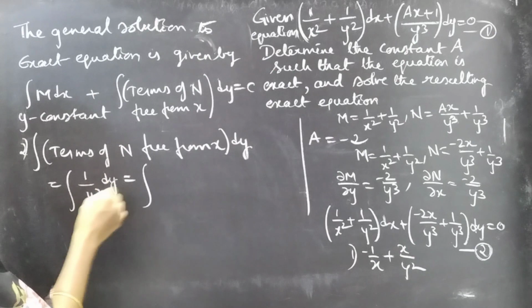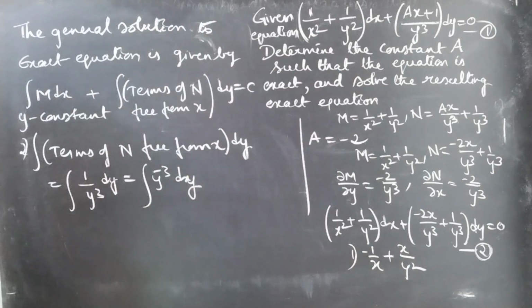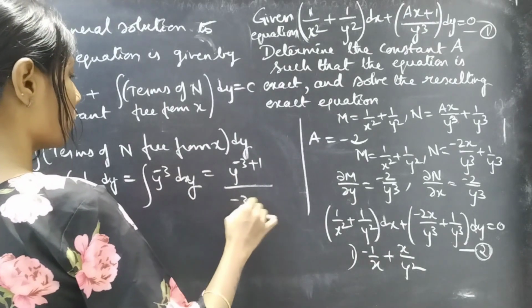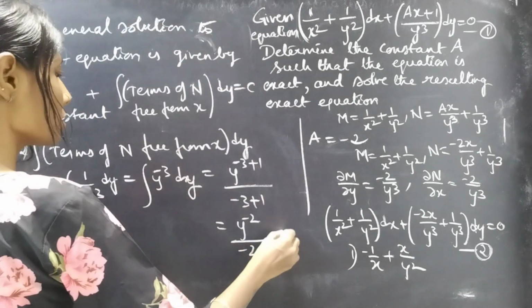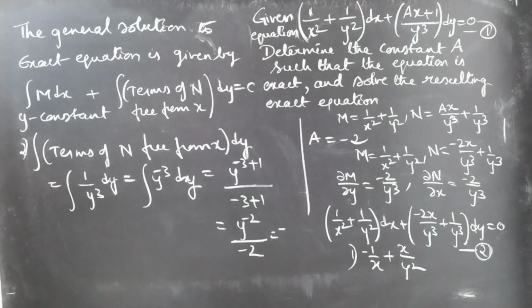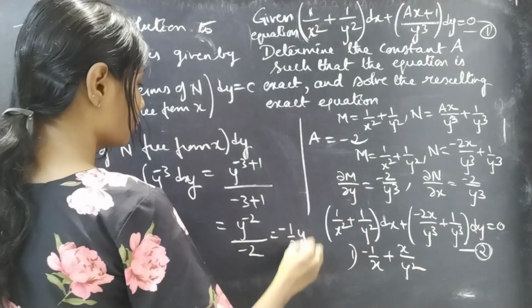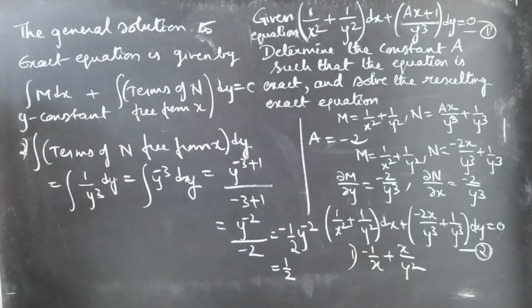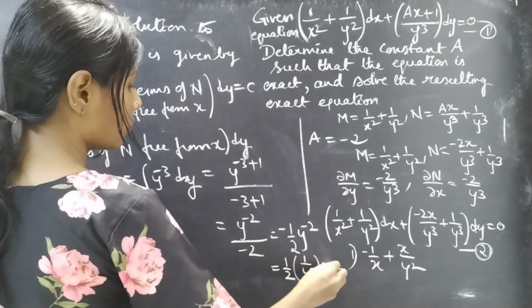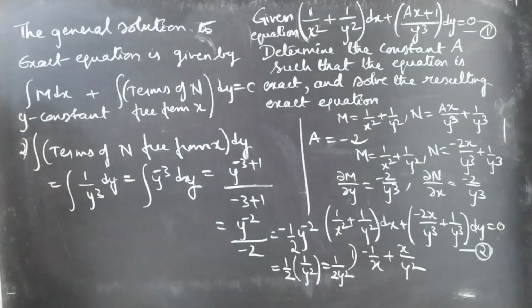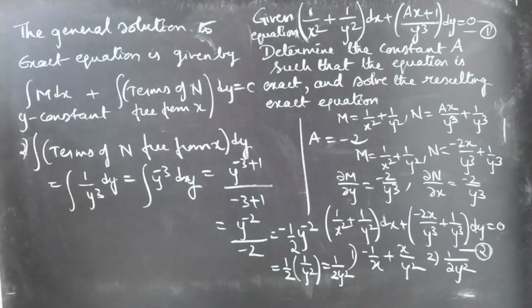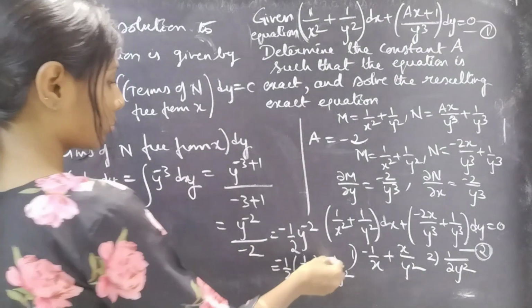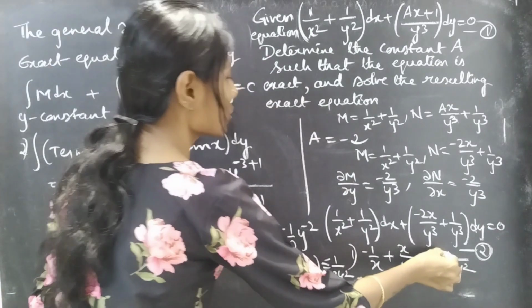This is equal to the integral of 1/y³, which we write as y^(-3), dy. This is y^(-3+1)/(-3+1), which gives us y^(-2)/(-2), or we can write this as minus 1/2 times y^(-2). Writing y^(-2) as 1/y², this gives us minus 1/(2y²). So the result obtained from the second integral is minus 1/(2y²). Here you have a minus, so the result obtained from the second term is minus 1/(2y²).